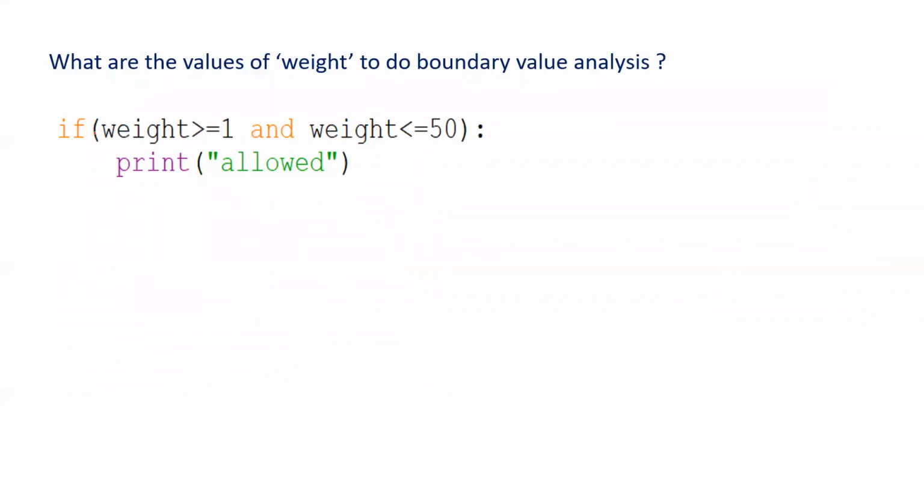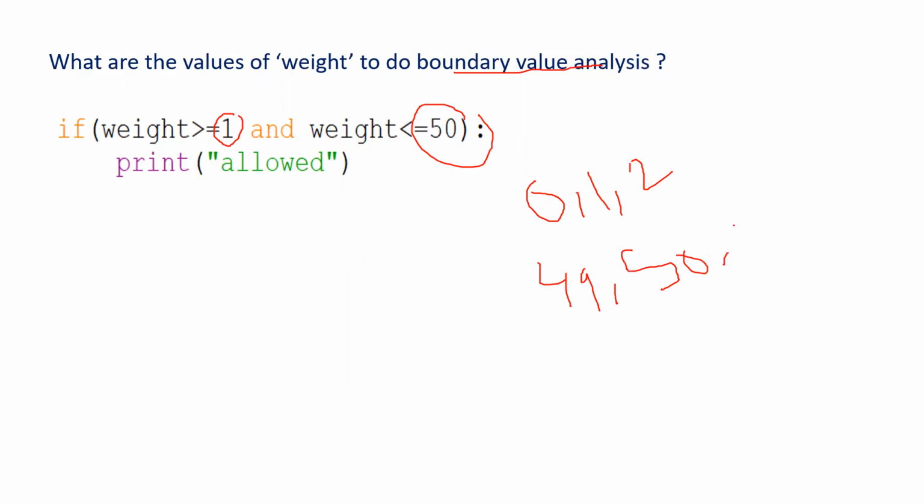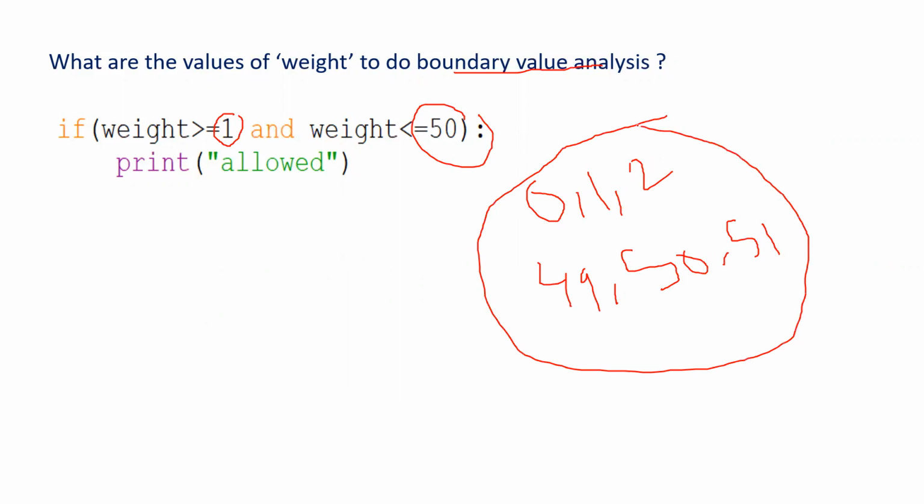Now observe this one. You need to perform the boundary value analysis. We know that boundary value analysis is nothing but checking whether the code performs well at boundaries or not. In order to check that, you need to take a value before the condition and a value after the condition. So the values will be 0, 1, and 1 after it is nothing but 2. Similarly for 50, 1 before it is 49, 50, and 1 after it is 51. So the total number of values we need is 6.